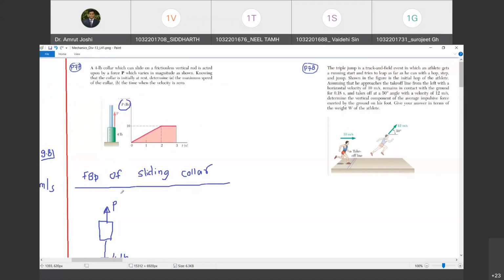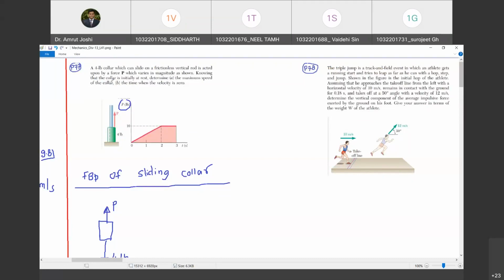As the collar is sliding on a frictionless vertical rod, the rod is not going to offer any reaction on the collar. Do you agree with me? And what about the floor? You cannot show the floor reaction because I am drawing the free body diagram. When the collar is sliding, it may have lost the contact with the ground.